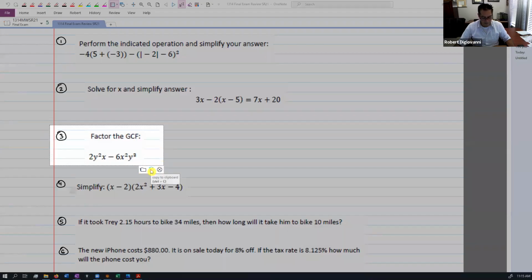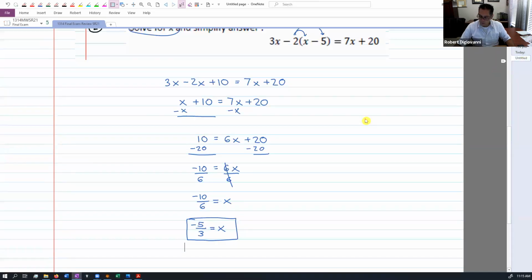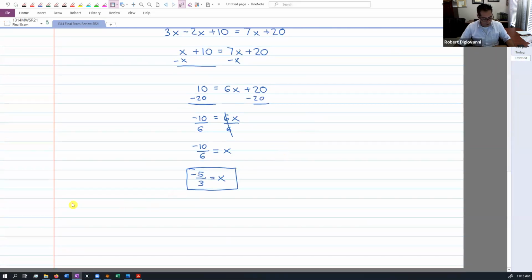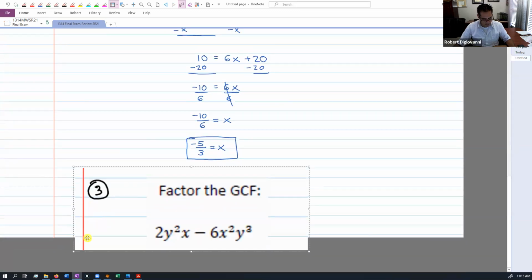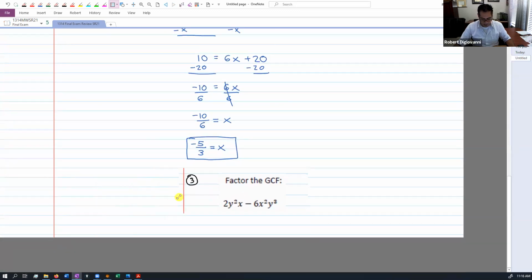Factoring the GCF. Let's see. Maybe we'll squeeze this in here. Let's see. Maybe. I'll put it right here.